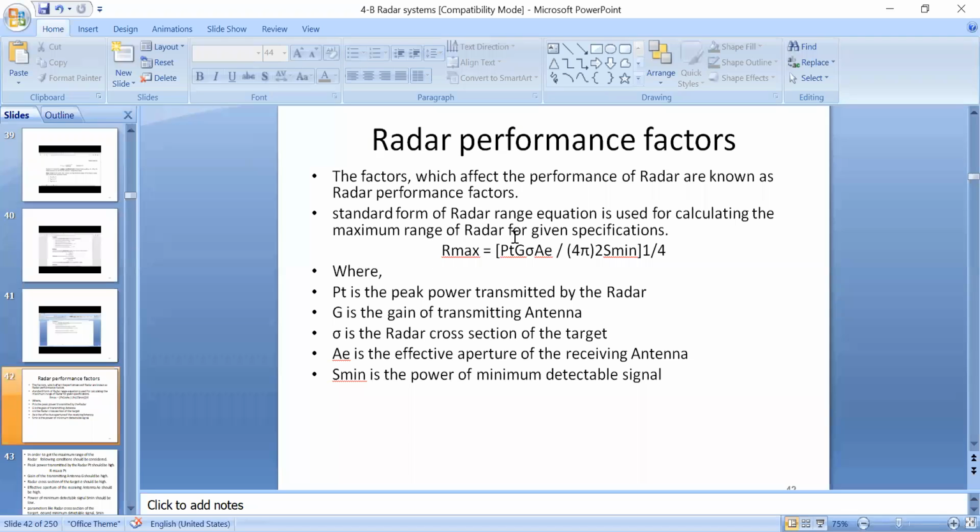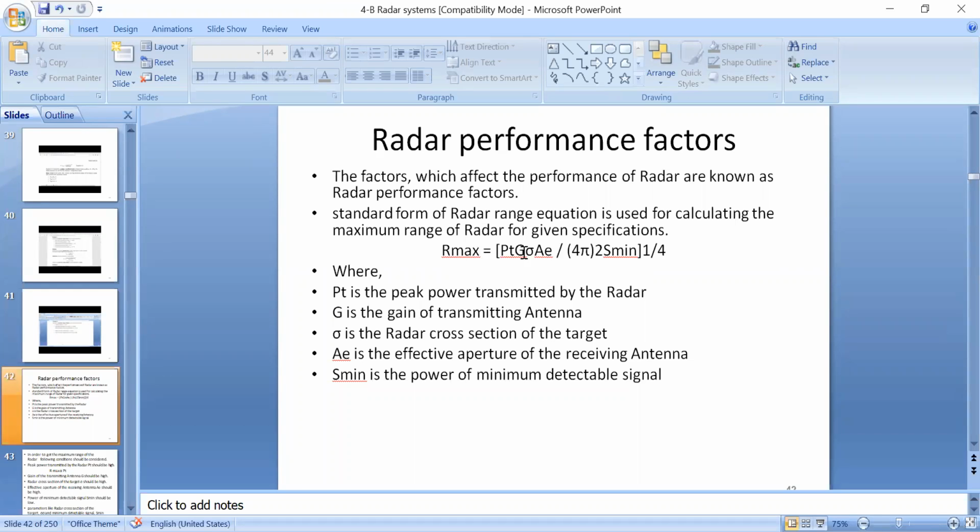Where PT is the total power transmitted by the radar transmitting antenna. This is directly proportional to R maximum. So in order to get the maximum range, you should keep the PT value high, and G is also directly proportional to R maximum.